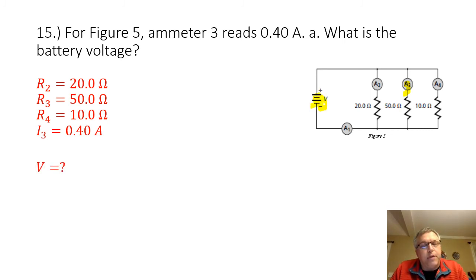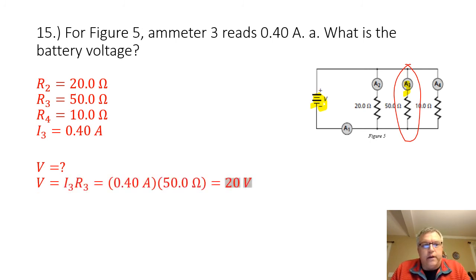Well, again, this is a parallel circuit, so I know that the voltage is going to be the same across all branches of the circuit. So if I find the voltage on one branch of the circuit, I know it'll be the same across all branches of the circuit and the battery as well. So for this branch of the circuit, I know both the current and the resistance. So now I can use Ohm's law to find the voltage. So the voltage is going to equal my current, which is 0.4 amps, times my resistance, which is 50 ohms, and that is going to give me a voltage of 20 volts.